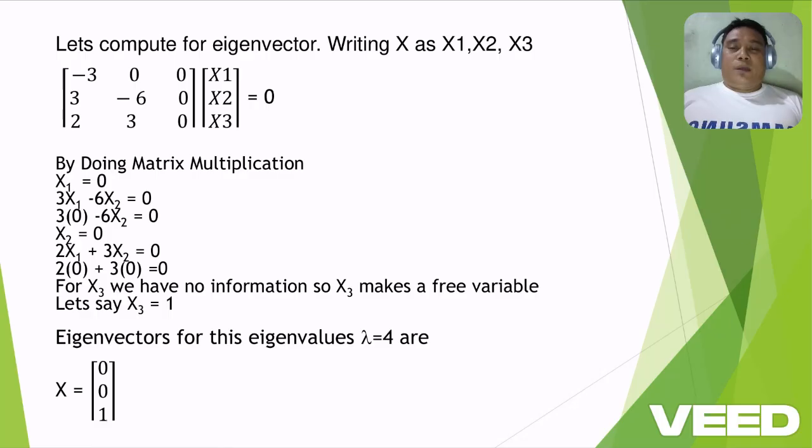For x3, we have no information, so x3 is a free variable. Let's say x3 equals 1. So our eigenvector for the eigenvalue lambda equals 4 is 0, 0, 1.